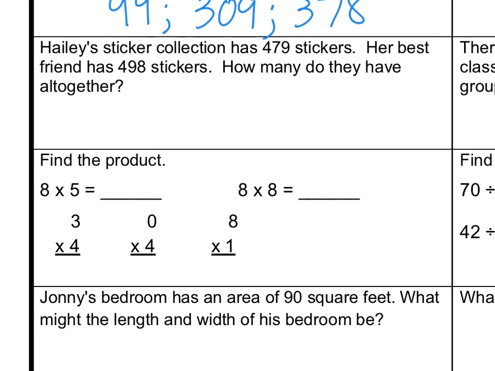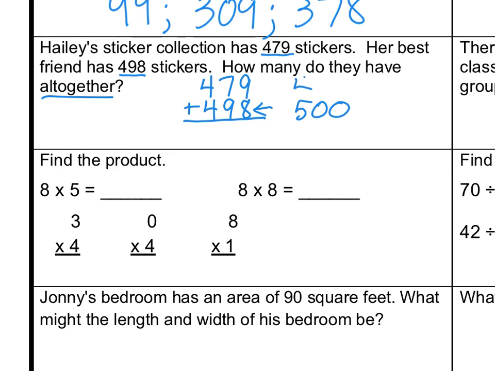Haley's sticker collection has 479 stickers. Her best friend has 498 stickers. How many do they have all together? All right, so let's take all together as our clue that we should have added. So 479 plus 498. And you'll notice 498 is really close to 500. It's just 2 away. So you could do this mentally.